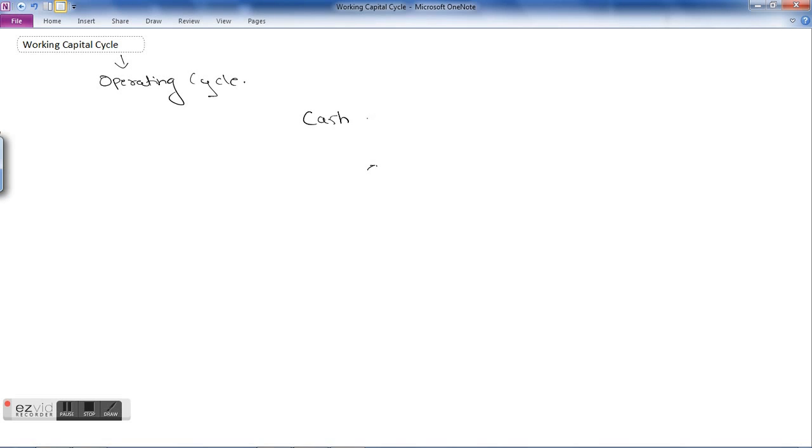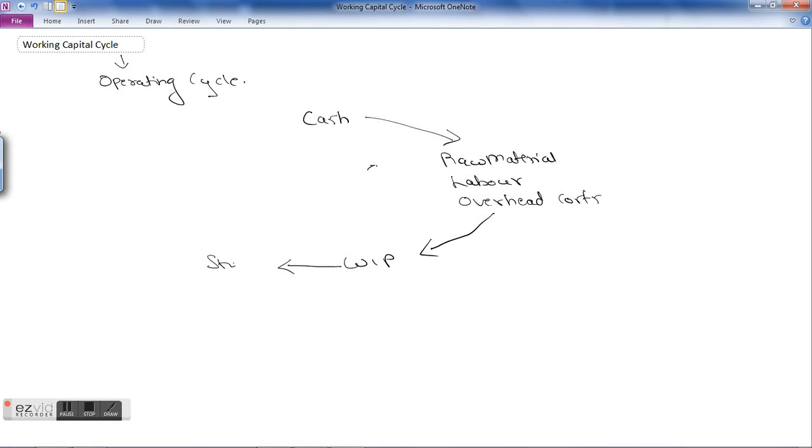For example, your cash gets converted into raw material, labor. You pay for raw material, you pay for labor, you pay for overhead costs. Then all this gets converted into work in progress, correct? Then this gets converted into stock of finished goods. Then finally you sell the stock. Some are sold for cash, whereas some get converted into debtors. And finally when the debtors make the payment, it gets converted back to cash.